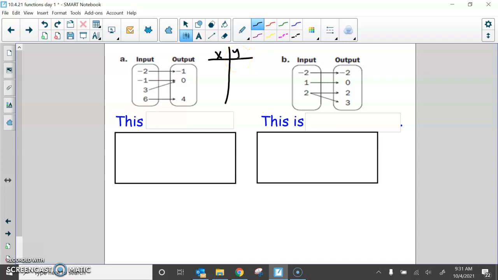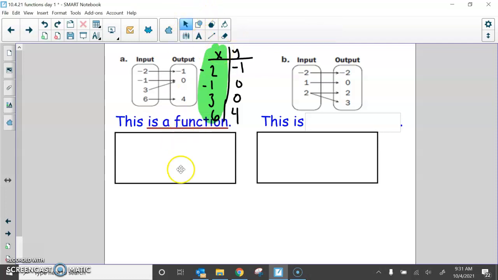So -2 goes to -1, which means -2 and -1 are a pair. -1 goes to 0, 3 goes to 0, and 6 goes to 4. When you make a table, you're still looking at the x's to see if they repeat. So right here, do any of these repeat? No, they do not repeat. So this is a function.